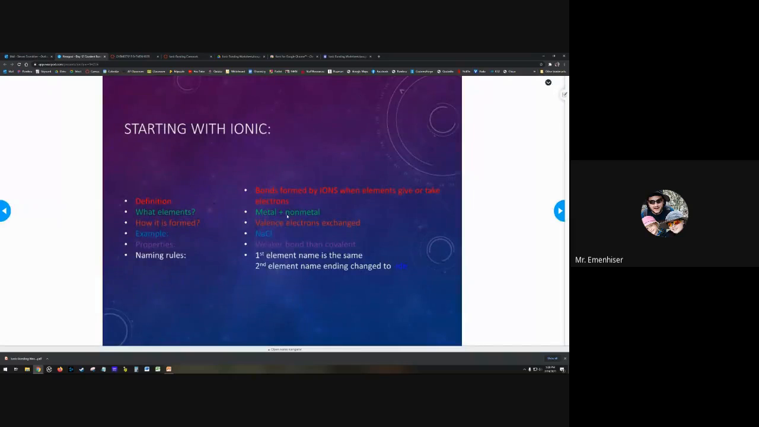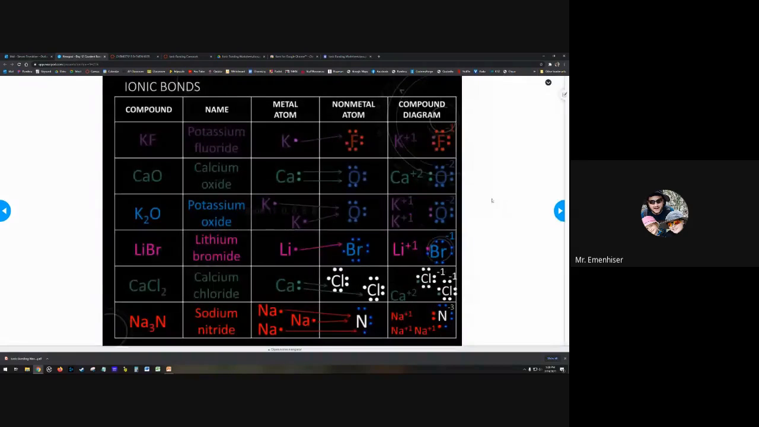Okay, so we talked about ionic compounds. Bonds are formed when ions give or take electrons. It's always a metal and a non-metal. Valence electrons are exchanged. An example is sodium chloride. These are usually weaker than covalent. All right, and we looked at some examples of these. Keep in mind on this slide, the last diagram is the Lewis dot diagram. So these are Lewis dot diagrams for ionic compounds.